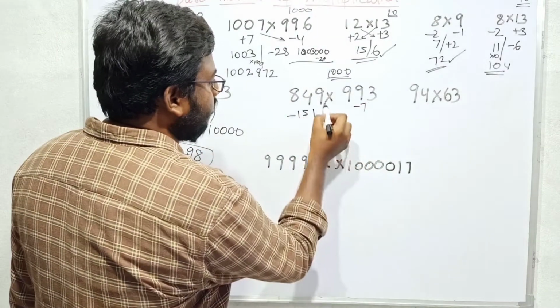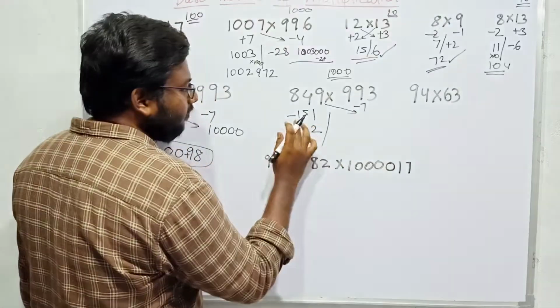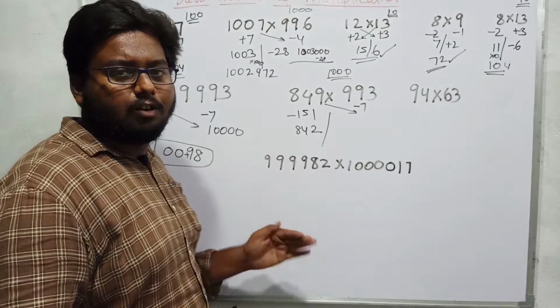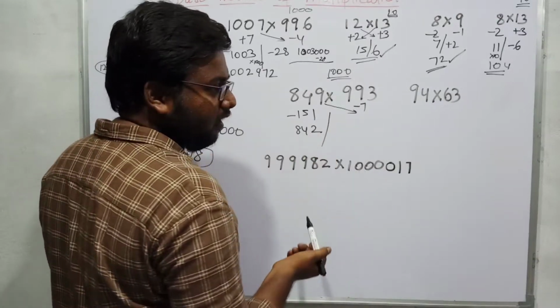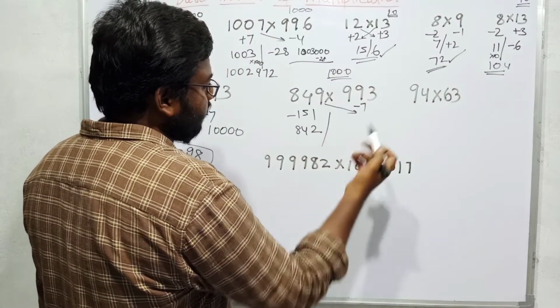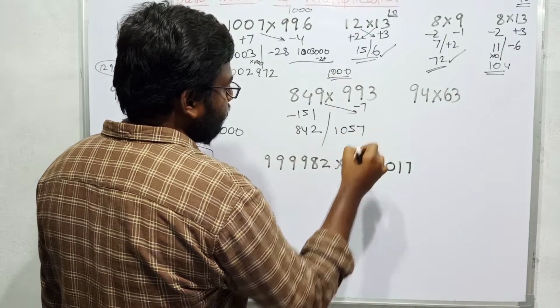So if I operate on this, this will be 842 slash 151 into 7. If you watch my previous video of 3, you can calculate this very easily without touching the pen. Now with touching the pen, you can see how much fast we can calculate. Without touching the pen, you can calculate 15 sevens are 105 beside 7. You can calculate like that, and 1057 is the result.